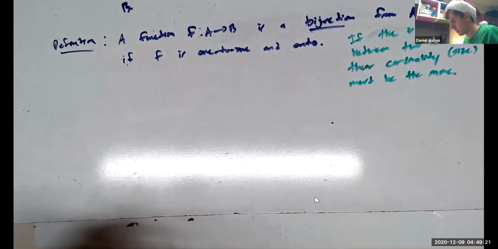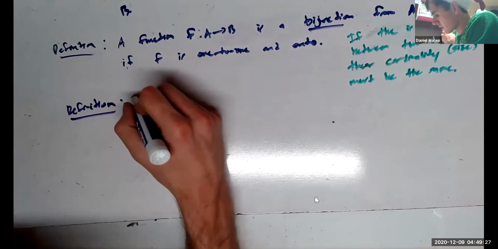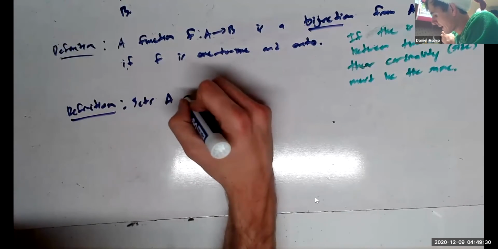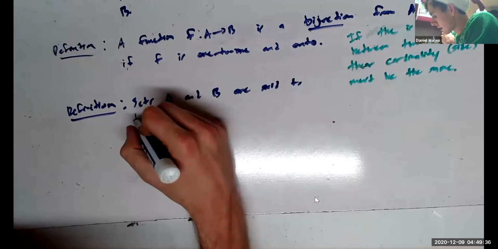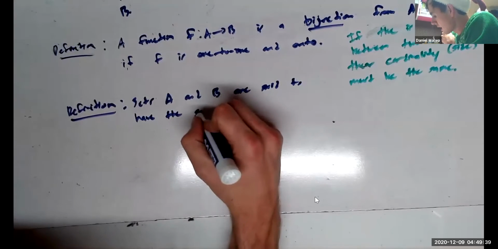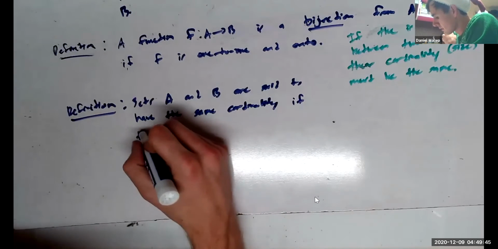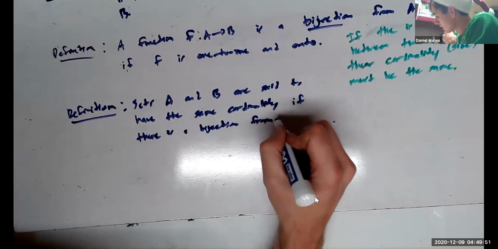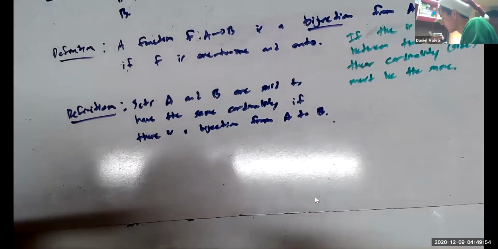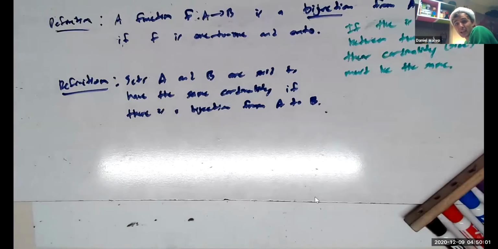So, last definition. Sets A and B are said to have the same cardinality if there is a bijection from A to B. Because if there's a bijection from A to B, that means we can pair up the elements in A and B. If you can pair up the elements in A and B, well, of course, they must have the exact same size.